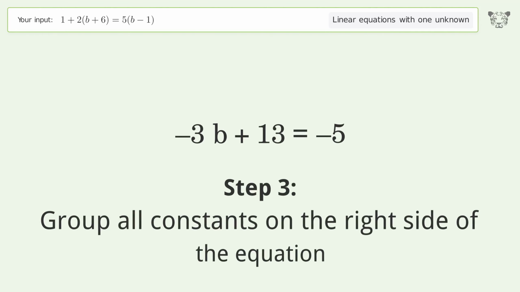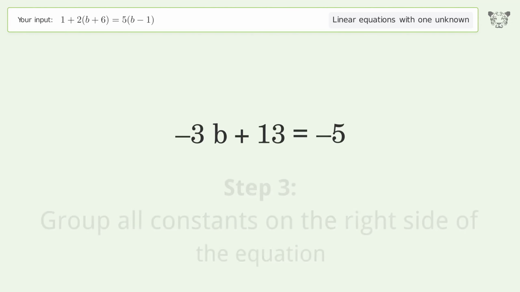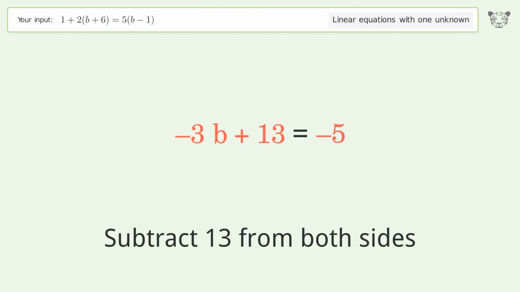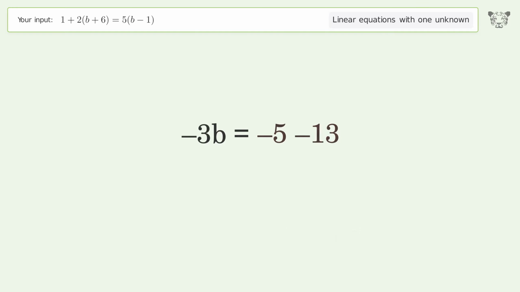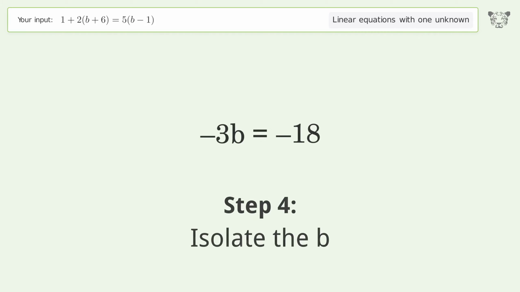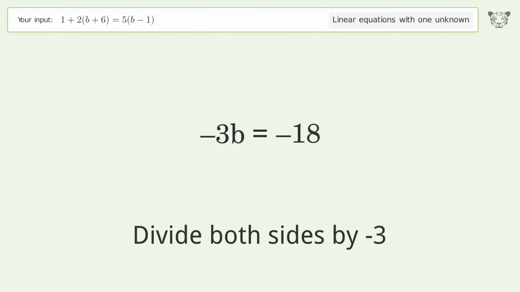Group all constants on the right side of the equation. Subtract 13 from both sides. Simplify the arithmetic. Isolate the b. Divide both sides by -3.